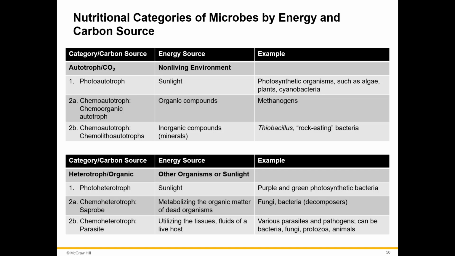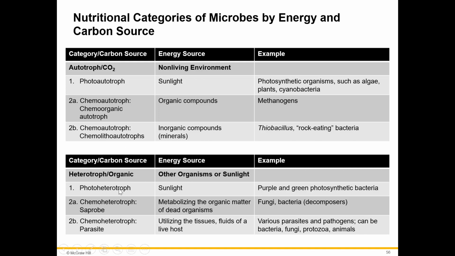So this is an example of a bunch of different types of nutrient categories of microbes by energy and carbon source. So a photoautotroph is going to make its own carbon using energy from the sun. That's photosynthesis. So photosynthetic organisms such as algae, plants, and cyanobacteria. A chemoautotroph is going to make its own sugar using organic compounds. A chemoautotroph with lithotrophs, chemolithoautotroph, is going to make its own carbon source using inorganic compounds.